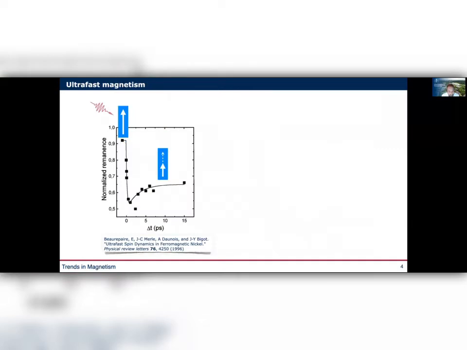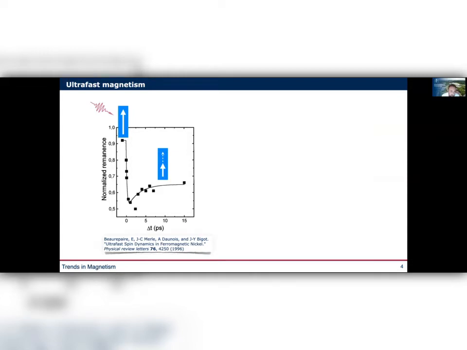And the reason we want to use lasers is because femtosecond lasers were used 25 years ago to show that you can actually quench the magnetization of one of the ferromagnetic materials, in this case nickel, but of any 3D metals that are used in magnetic hard drives, by a lot, by 50% in less than a picosecond.